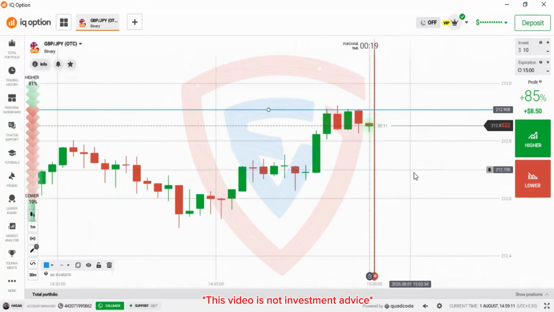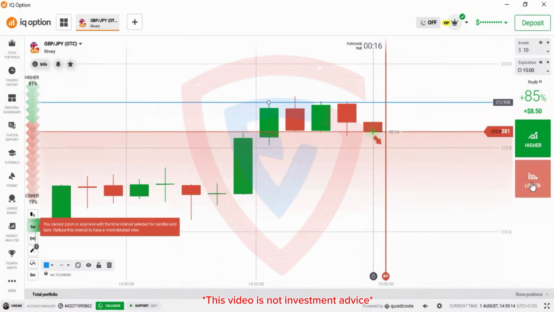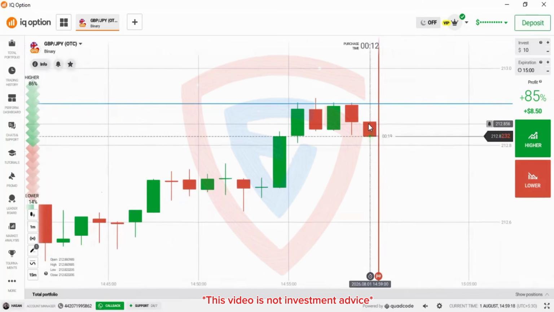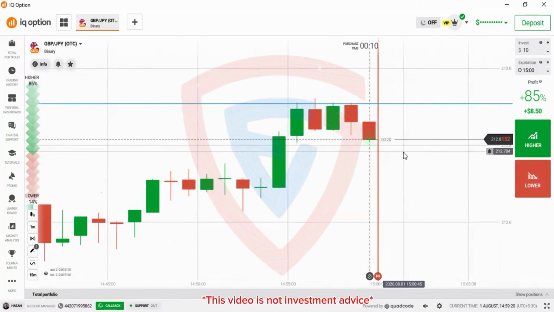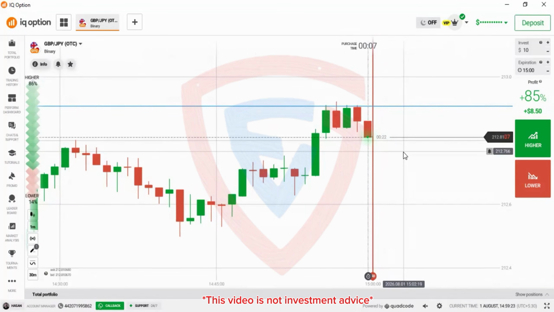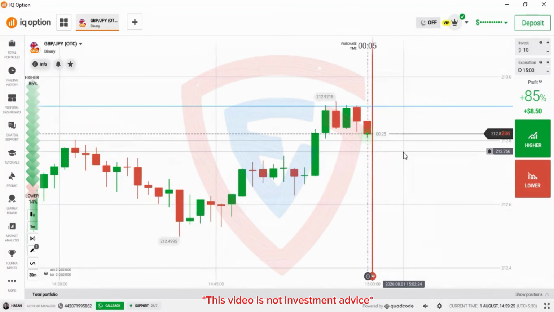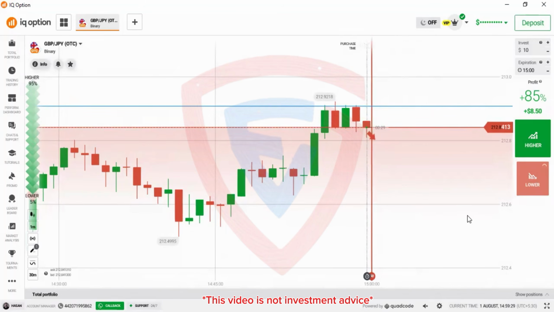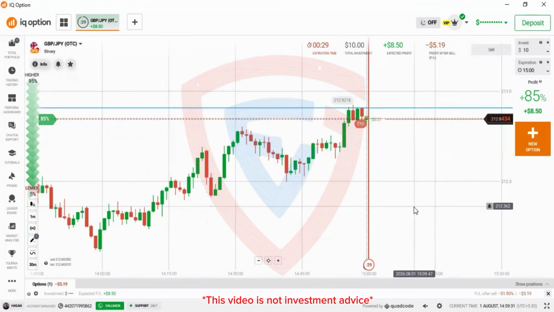So from this point, it might be a good entry if I enter here. So I will try to enter from the opening price of the candle. Okay. So I placed a lower option trade.